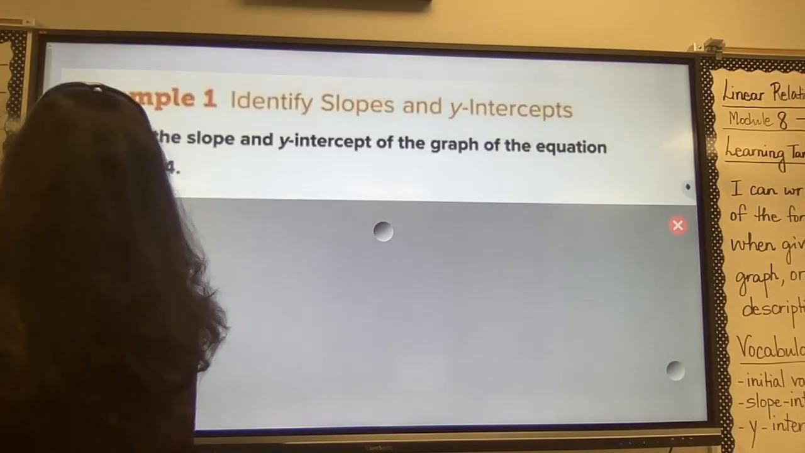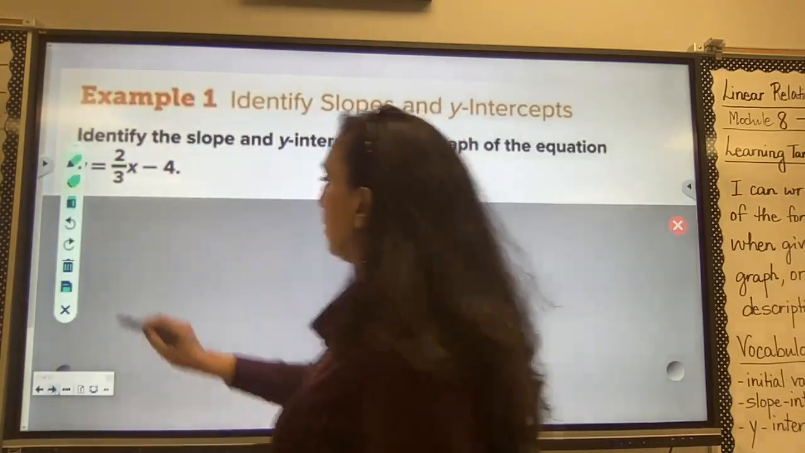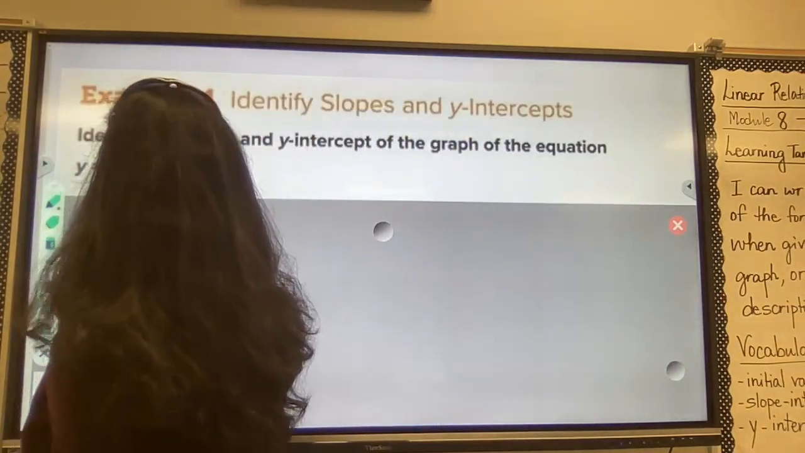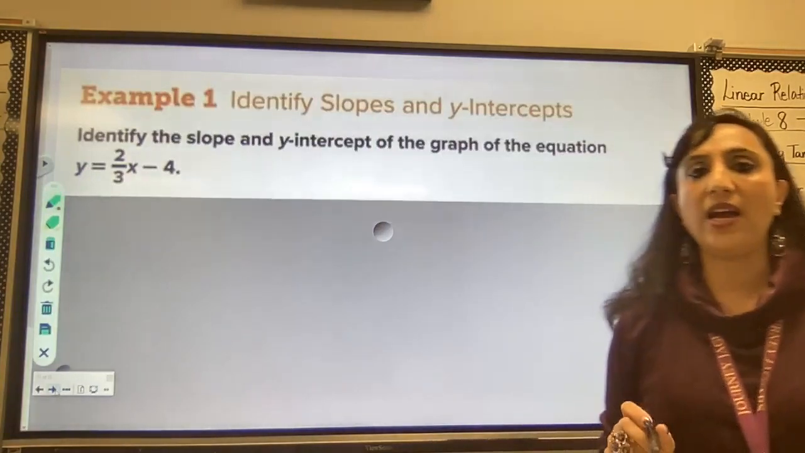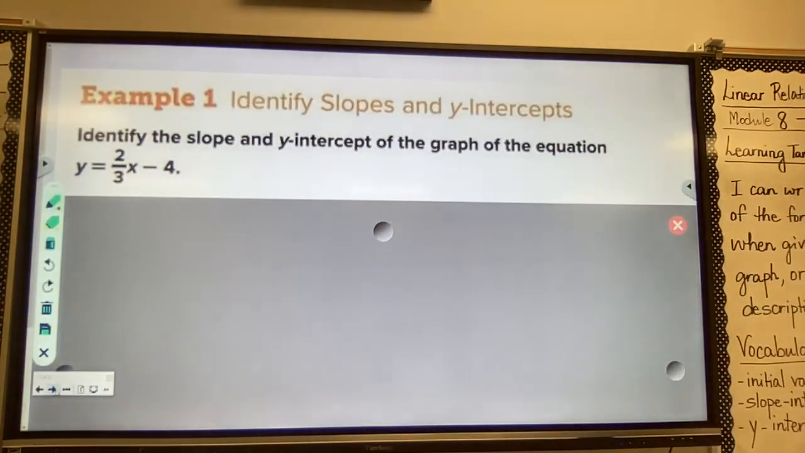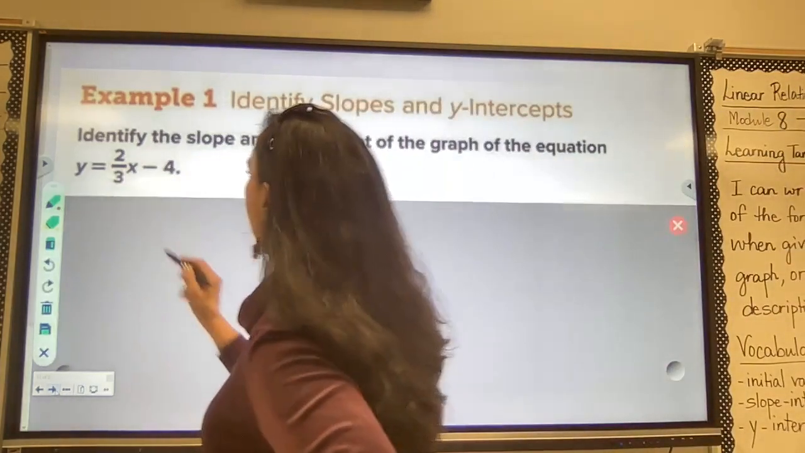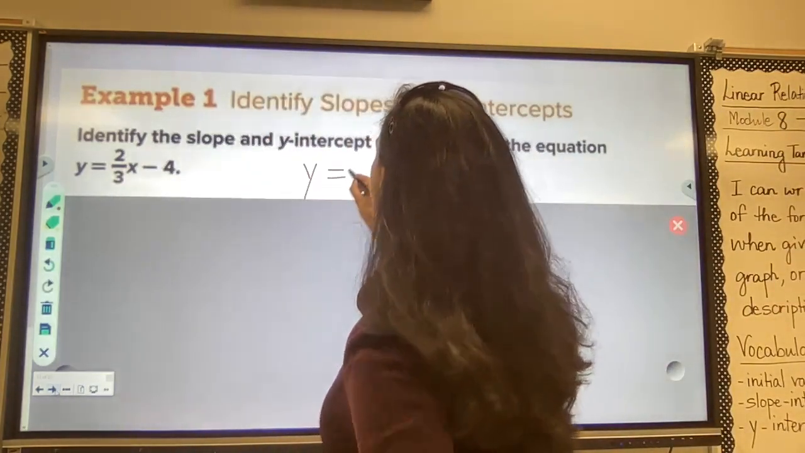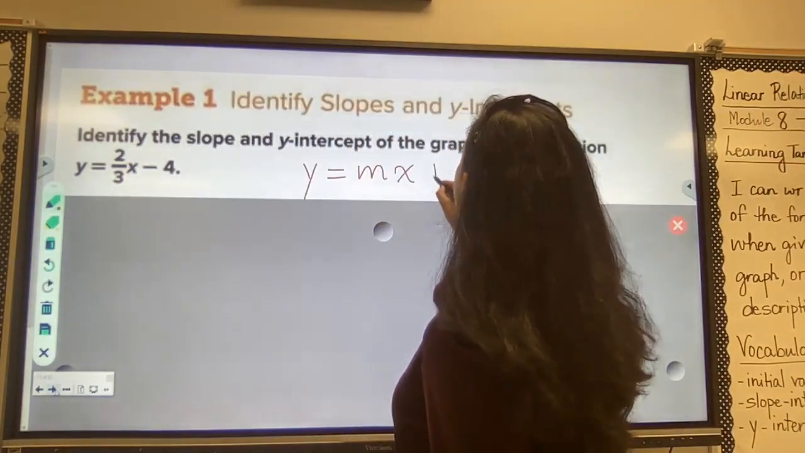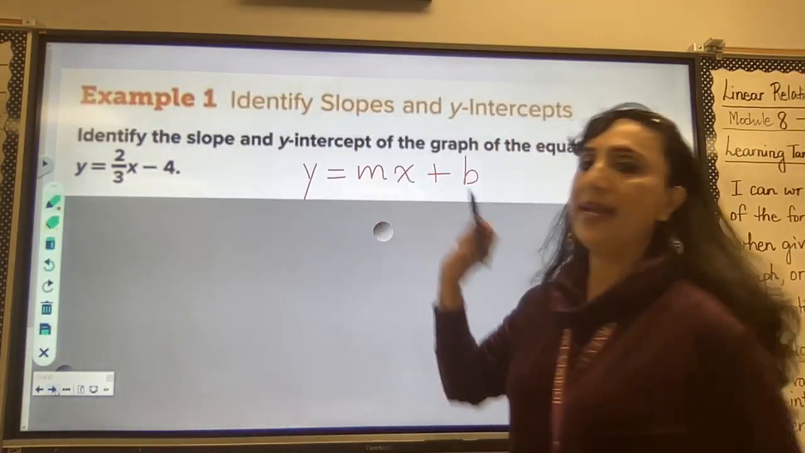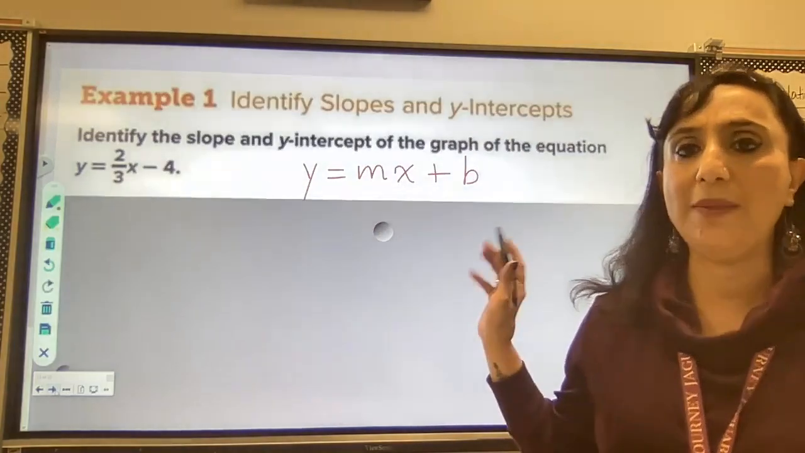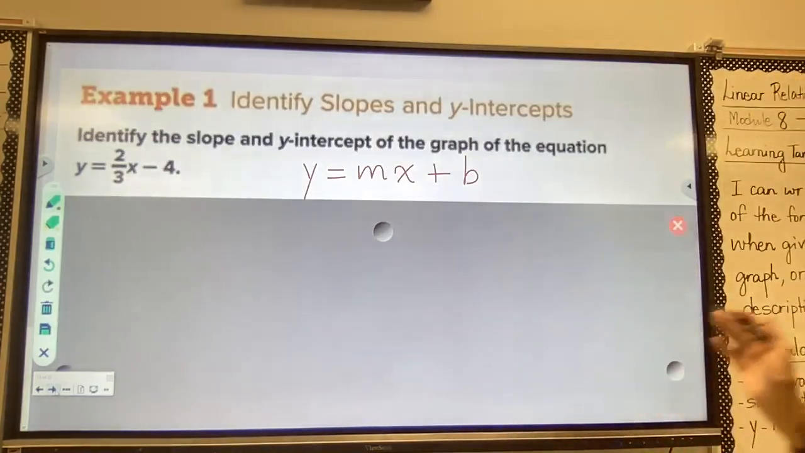And let's look at this. It's saying identify the slope and y-intercept of the graph of the equation. So to identify the slope and y-intercept of the equation, we are going to write the equation in the form of y is equal to mx plus b. We know that m is the slope. We know that b is the y-intercept.